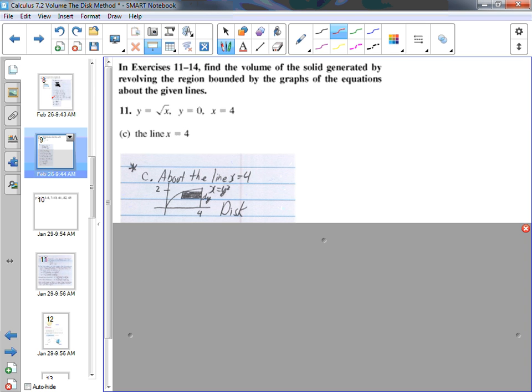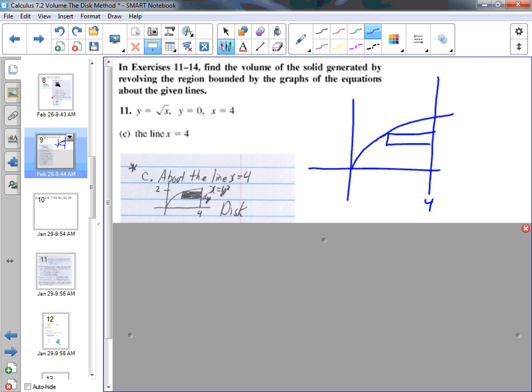So draw the graph. It'll look something like that, with the line x equals 4. You draw in a rectangle that is perpendicular to the axis of revolution. That's the axis. So your graph ought to look something like that.